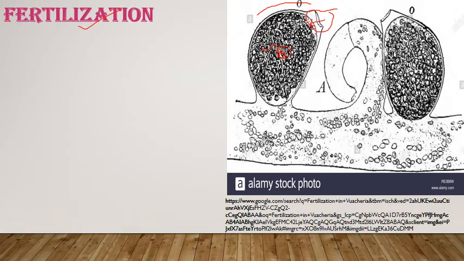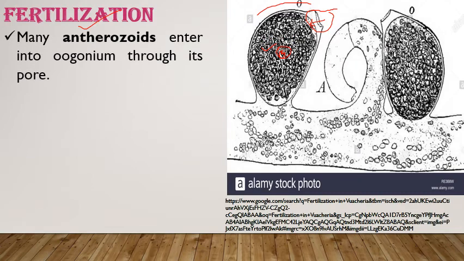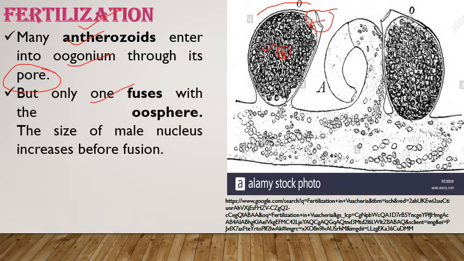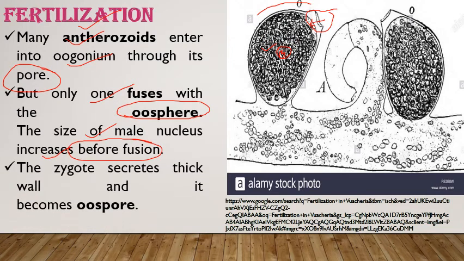So fertilization involves many antherozoids जो कि enter करते हैं ओगोनियम के अंदर through its pore, but only one antherozoid will fuse with the oosphere, that is egg. egg के साथ सिर्फ एक ही gamete fuse करता है, male gamete, और जो साइज़ है मेल न्यूक्लियस का वो इंक्रीज़ हो जाता है फ्यूजन से पहले. और आफ्टर फर्टिलाइजेशन it results in the formation of this diploid structure, which is known as oospore. और zygote ये secrete करता है अपने बाहर thick walls and then finally it is known as oospore.